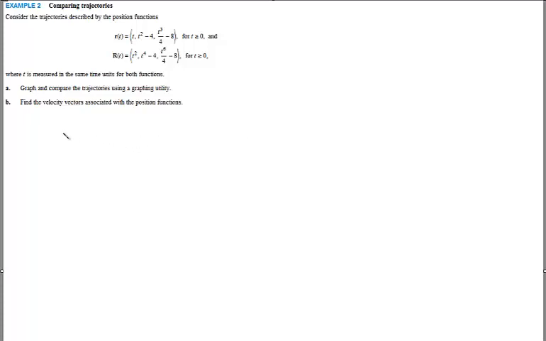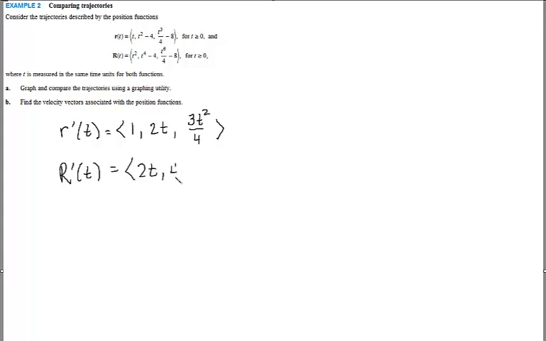The velocity vector associated with little r is just that derivative. So I have 1, 2t, and then 3t squared over 4. And then capital R of t is going to be 2t, 4t cubed, and then 6t to the 5th over, and I brought down the 6, and then it's over 4. I could just go ahead and say 3/2, so I'll write that. And then I'm going to look at the animation from your textbook.